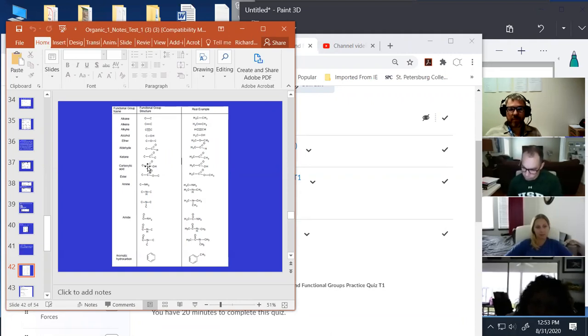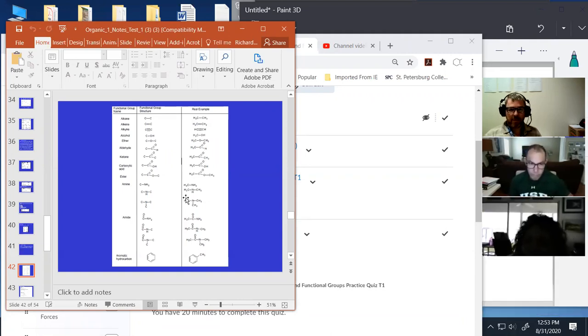Will it be provided on the test? Yes, it will. But not this column here with the real example, just these two columns here.